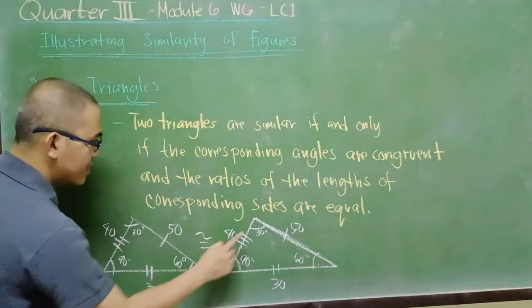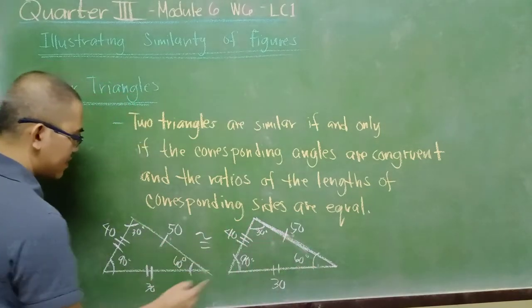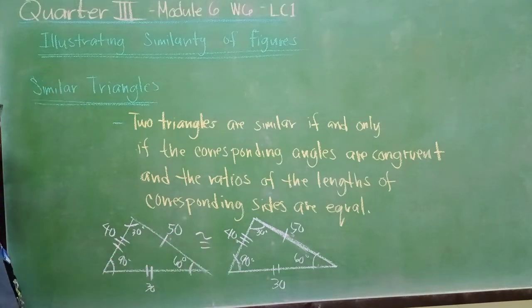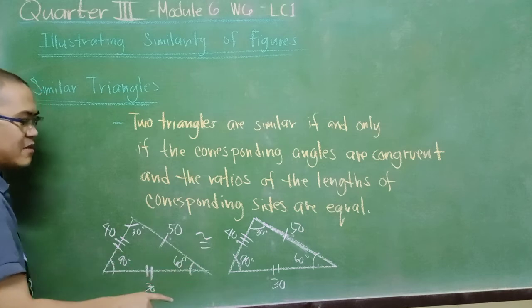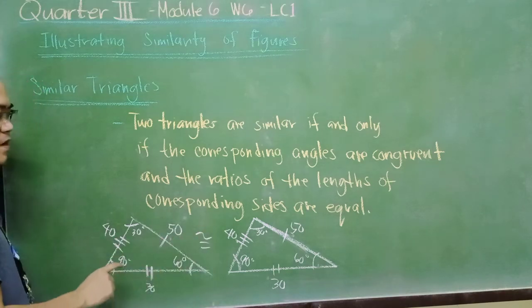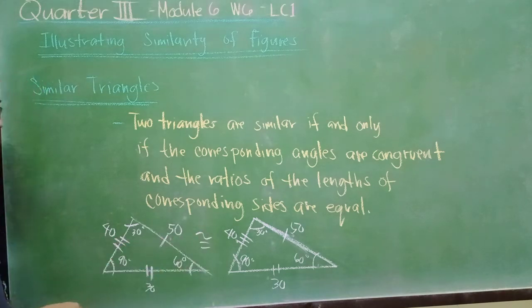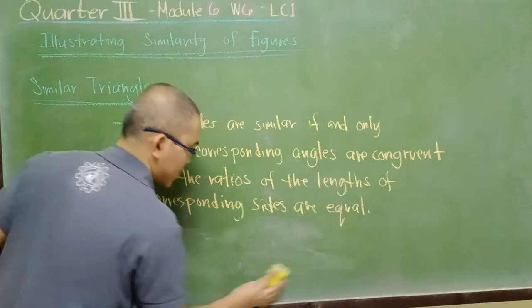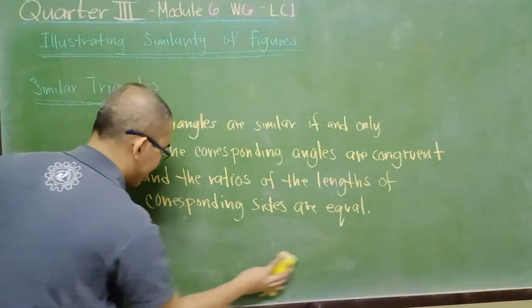Tapos yung mga corresponding sides, 50, 50 din, 30, 30 din, 40, 40 din, para parehas din yung mga corresponding sides. So meron kang 6 corresponding parts ng mga triangles na congruent or parehas ng sukat. Pag sinabi natin similar, ganito naman yung itsura. So ganun yung congruent, paano yung similar?